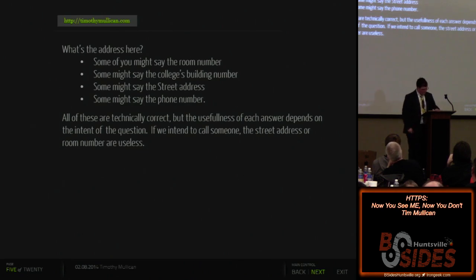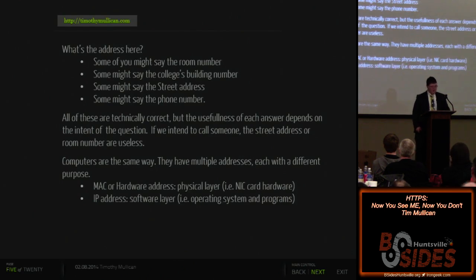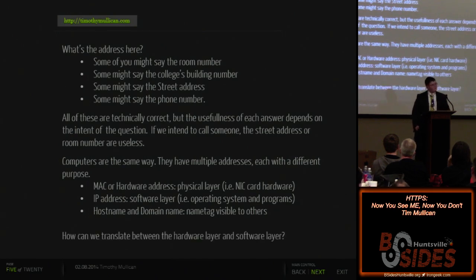Computers are the same way. They have multiple addresses, each with a different purpose. First is the MAC address or hardware address, and that is on the physical layer, which is the NIC card in the computer that you have. The second would be an IP address, which is used by the operating system and software. And finally, we have a host name or domain name, which is basically your name tag. You know, when you go to Google, it translates into an IP address such as 192.168, so on and so forth. And basically, they do that because it's easier to remember Google instead of an IP address.